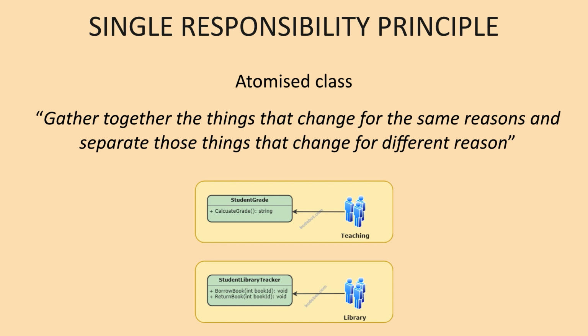If you see here, we have not split the original class into three different classes, each with one method. We have the StudentLibraryTracker class with two methods and the StudentGrade class with just one method. This is because we have taken the complementary principle into account and gathered borrow book and return book into one class because they change for the same reason, and separated calculate grade into a different class because it changes for a different reason. I hope this helps you understand the single responsibility principle.